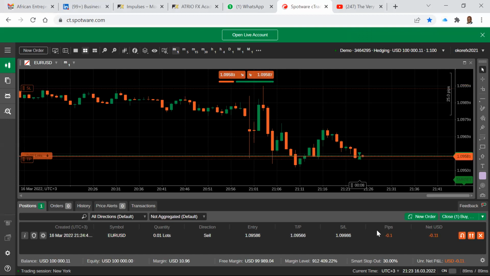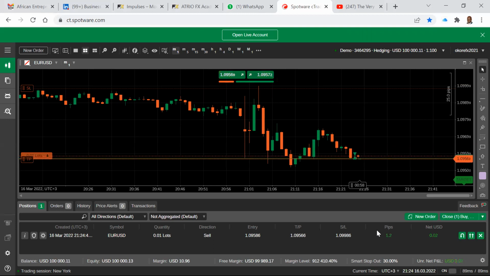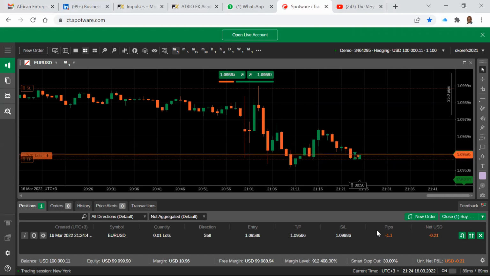So you see, it even has colors. It tells me when it's orange down here, it means I'm losing the trade. When it's green, it means I'm actually making the trade profitable. So once it gets to 2 pips here, it will stop the trade. It'll take profit and shut down the trade once this gets to 2 pips. Okay, so that is instant execution.